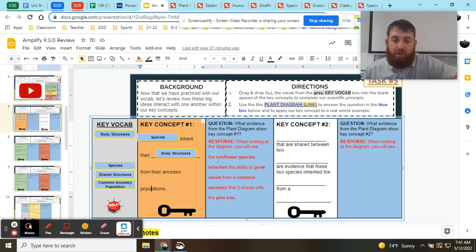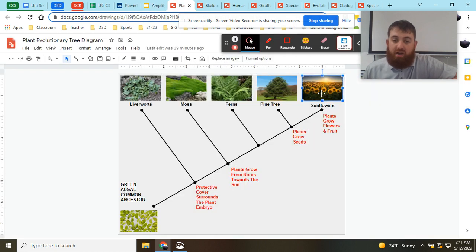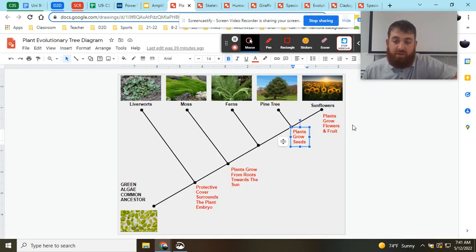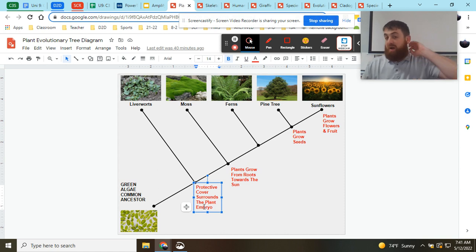So when we're looking at our question here, what evidence from the plant diagram show key concept? Well, when we look at the diagram, we see the sunflower inherited the ability to grow seeds from a common ancestor that it shared with the pine tree. So when we look at this, we know that the sunflower has all of these traits. The sunflower grows plants, it grows seeds. Okay, we know that it grows from the root towards the sun, hence the name sunflower. We know it has a protective cover around its embryo. It has all of these.